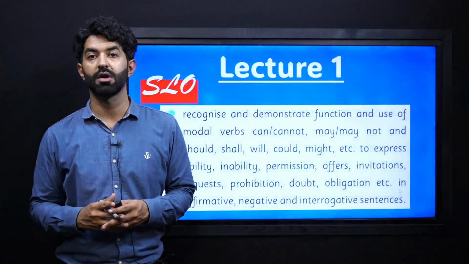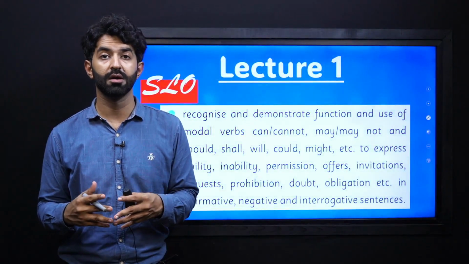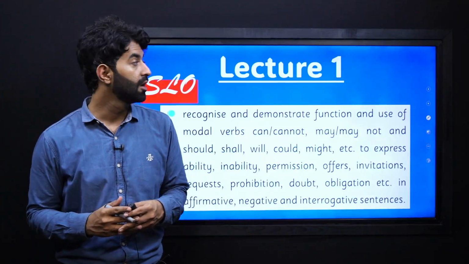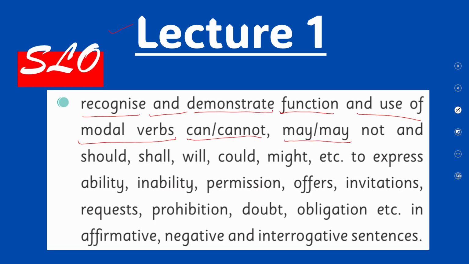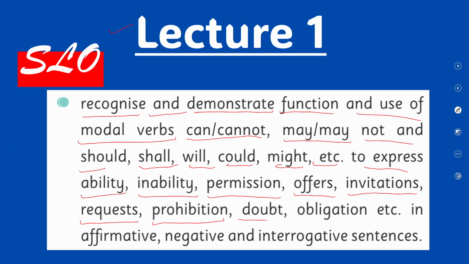Now let's move on with our lecture number 1 that we will be continuing in this video lesson series. So for lecture number 1, we are going to cover an SLO. It says recognize and demonstrate function and use of modal verbs like can or cannot, may or may not, and should, shall, will, could, might, etc. to express ability, inability, permission, offers, invitations, requests, prohibition, doubt, obligation, etc. in affirmative, negative, and interrogative sentences.